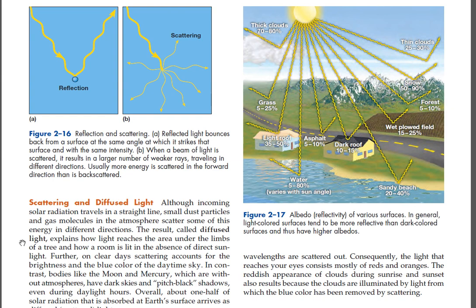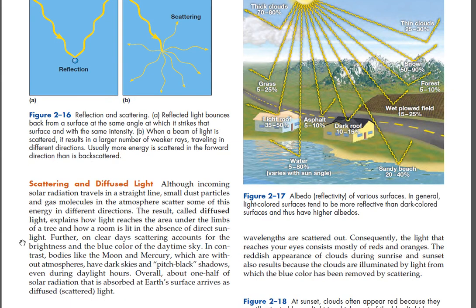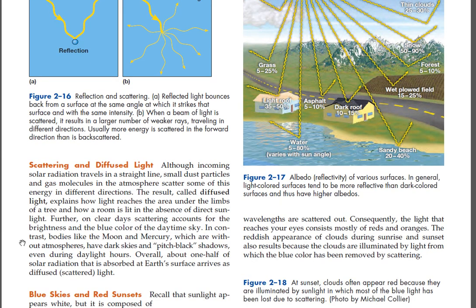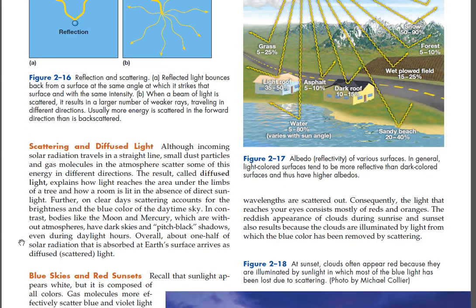Further, on clear days scattering accounts for the brightness and the blue color of the daytime sky. In contrast, bodies like the Moon and Mercury, which are without atmospheres, have dark skies and pitch-black shadows, even during daylight hours. Overall, about 1/2 of solar radiation that is absorbed at Earth's surface arrives as diffused, scattered, light.